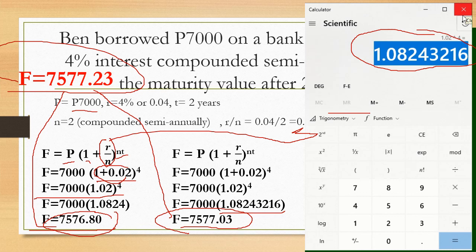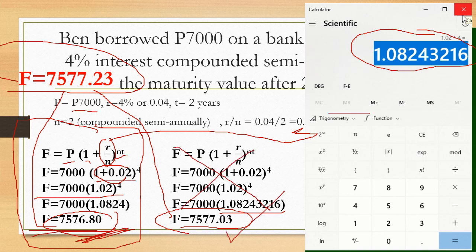But again, since we are using 4 decimal places, let us allow that difference of almost 40 centavos in our answers. So we will be using this one, not this one. But in reality, we use this one. But for our discussion, we stick to rounding off this number to 4 decimal places.